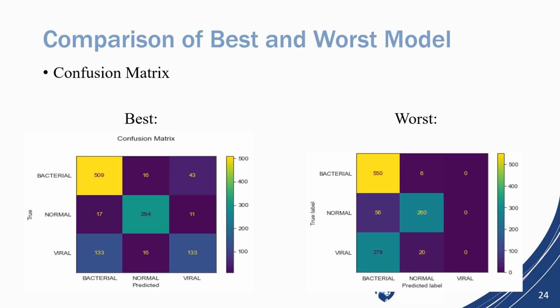We can conclude for this first model, the model's bias for viral class didn't influence the model enough.